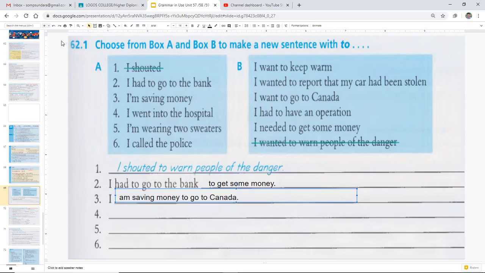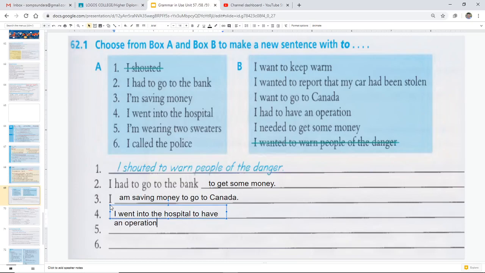It's cold, very cold. Number four, I went into the hospital. Why did you go to the hospital? Probably you had an operation. You had surgery. Here we go. I went into the hospital to have an operation. There you are.